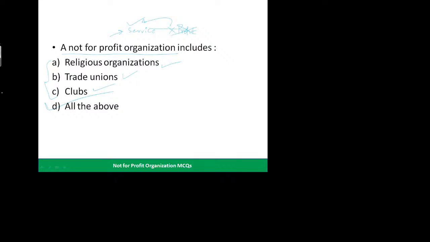Since not-for-profit organizations mainly deal with service intention, automatically the religious organizations mainly focus on services. Trade unions mainly deal with services. Clubs are meant for welfare. So all the three organizations work for not-for-profit purposes, dealing with service intention. So option D is the right answer.